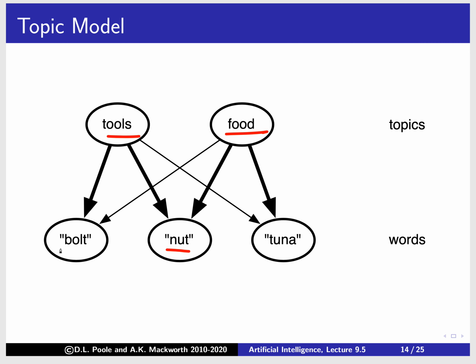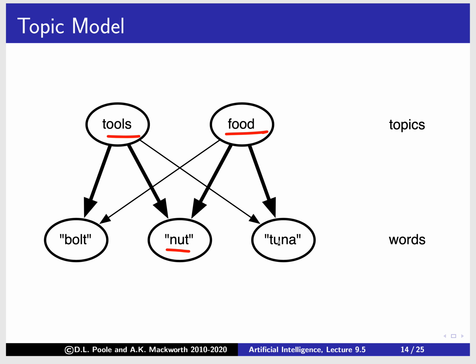So if you see the word bolt, it's quite likely to be talking about tools. It's less likely you're talking about food, but you can use bolt for tools and bolt for food, so this is going to be an or, and you're going to combine these together in some way. And tuna, you're talking about food. It's less likely to be talking about tools. Why this would be a reasonable hypothesis, I have no idea, but I just drew it in there to talk about it.